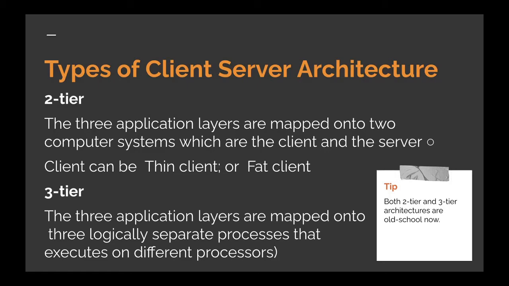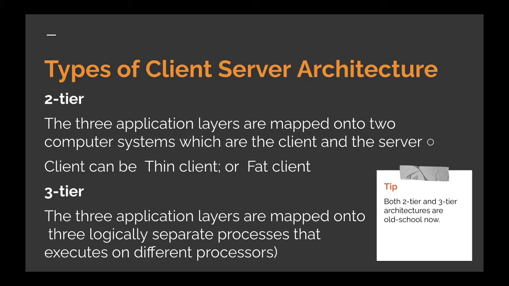So in two-tier architecture, basically there are three layers in both the structures, but in two-tier the three layers are mapped on two computer systems, so it's like only two tiers. One is an application layer which generally will be on the client side, and then the server will have both the database and application logic. Clients here can be thin clients and thick clients, or even known as fat clients. We'll discuss what a thin client and a fat client are as well.